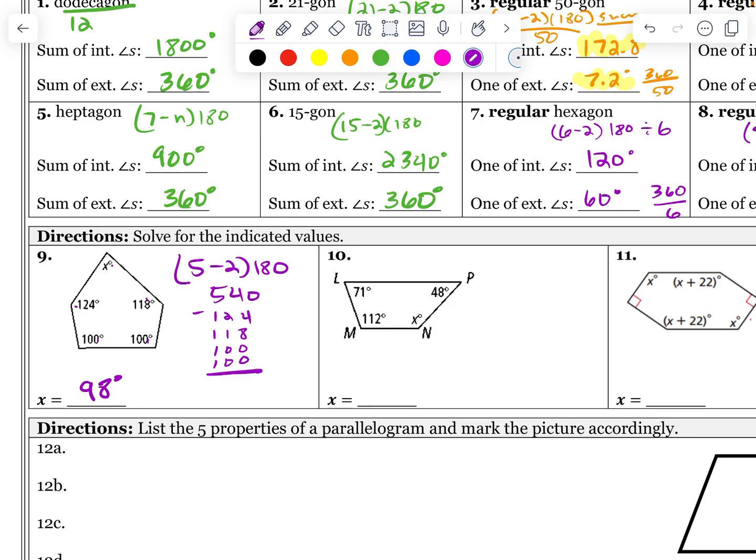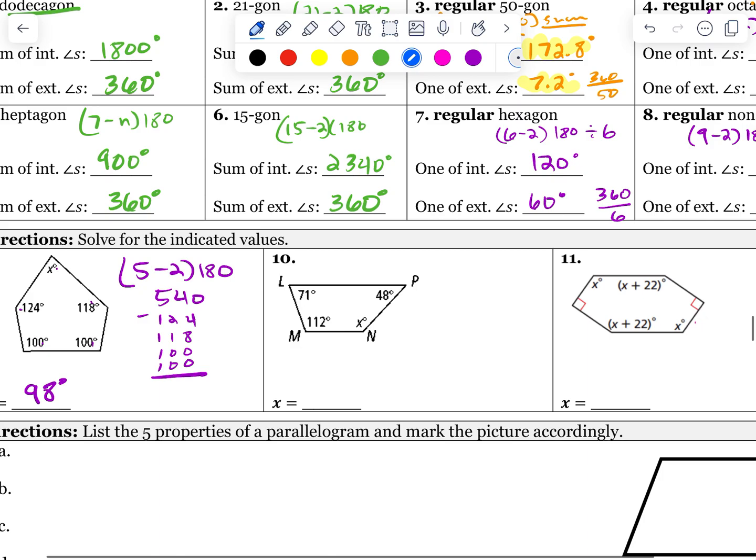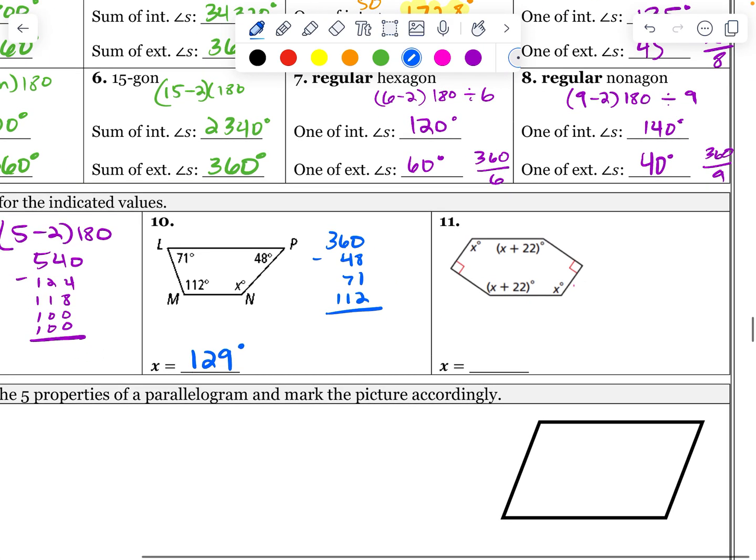All right, this is a quadrilateral, which is 360. So I'm just going to go 360 minus 48 minus 71 minus 120, or 112, excuse me. And that ends with 129 degrees for x.